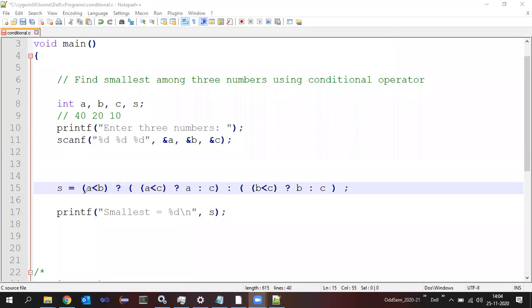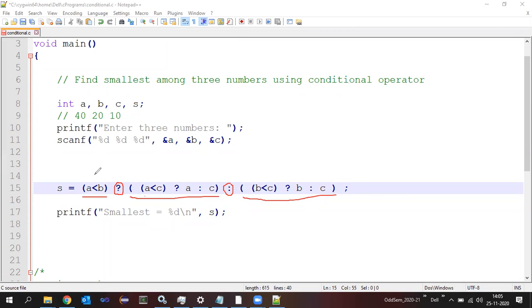First focus on the right hand side of the equal to sign. If you broadly look here, you have one term, a less than b, and then you have a question mark. After the question mark up to the colon, it is the second term. Then you have a colon, and then the third term, that is the third expression. So a less than b is expression 1.